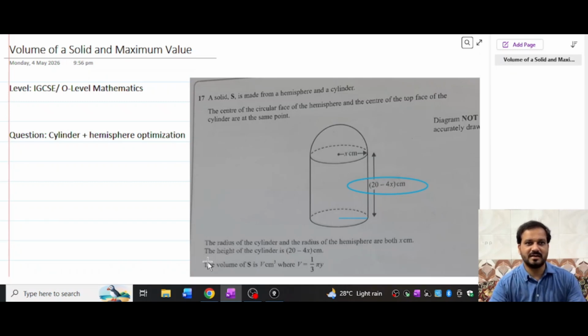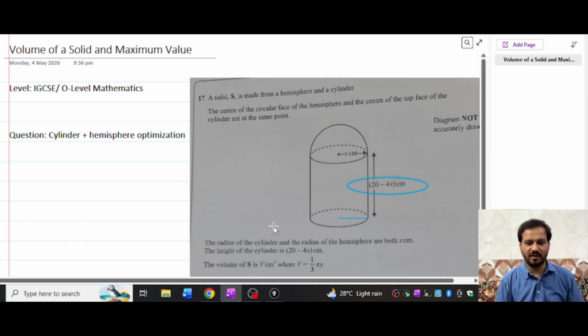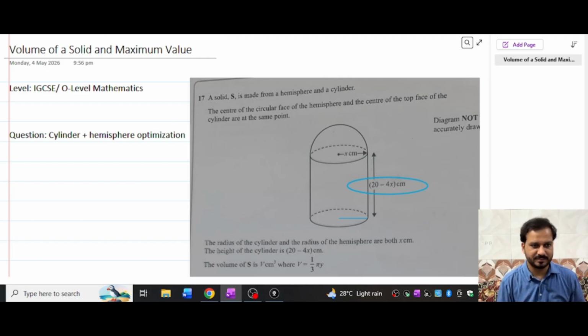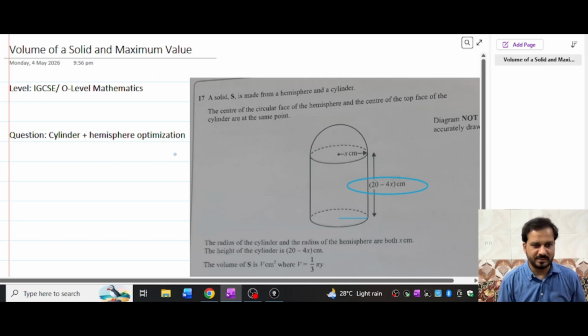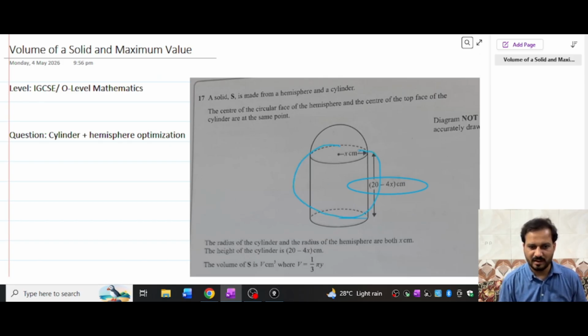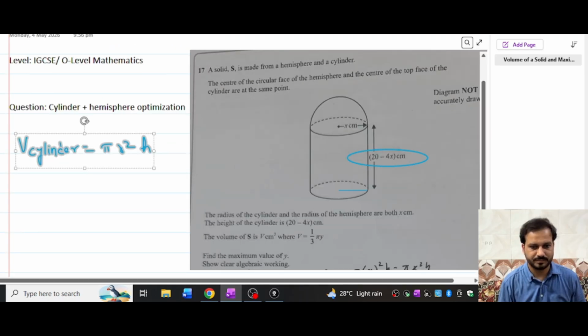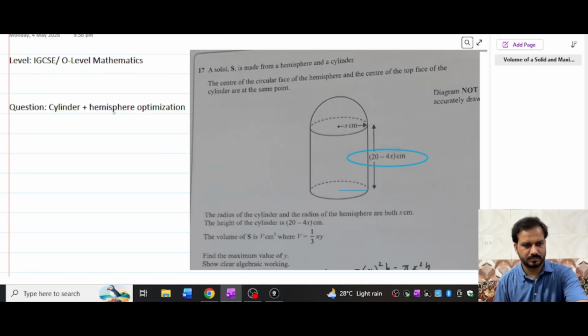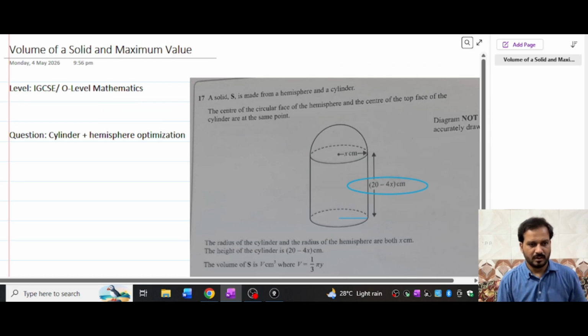In this chart demo video, I will solve a problem involving the volume of a solid, which is made of two figures. One is a cylinder and the other is a hemisphere surmounted on the cylinder. Let me analyze the question first.